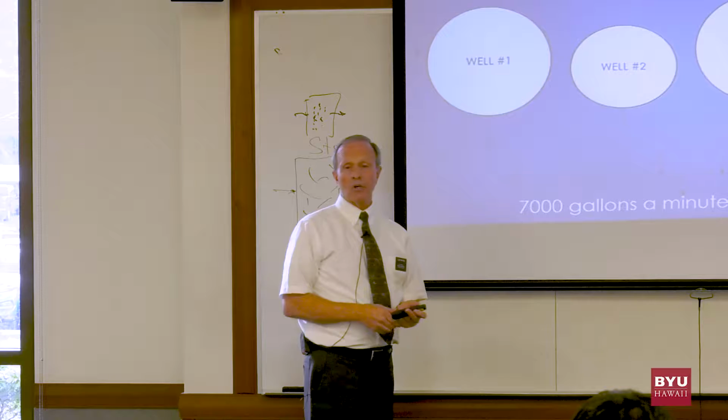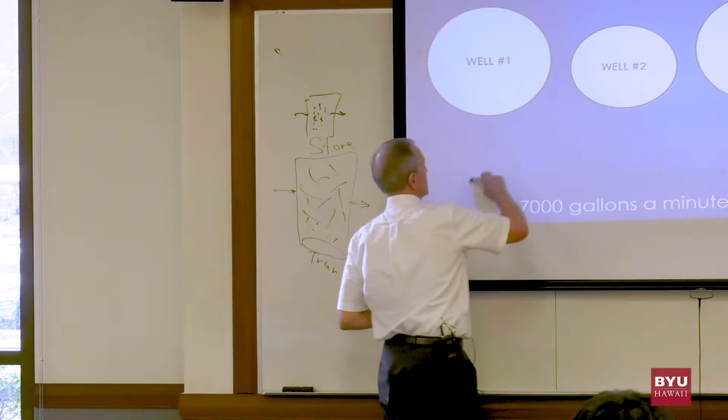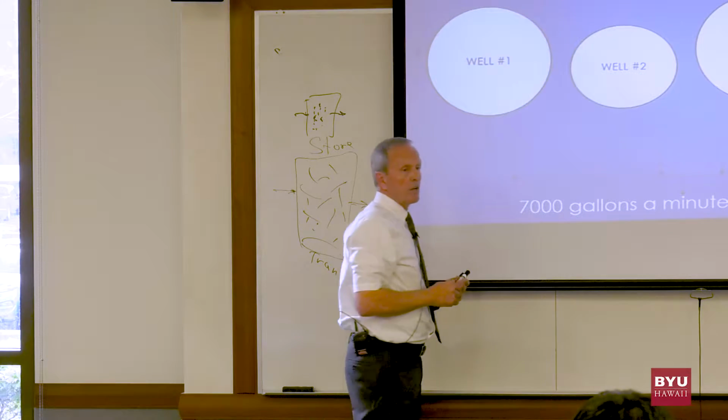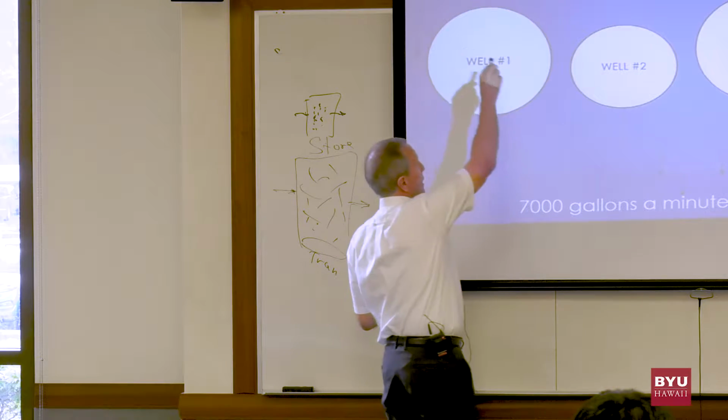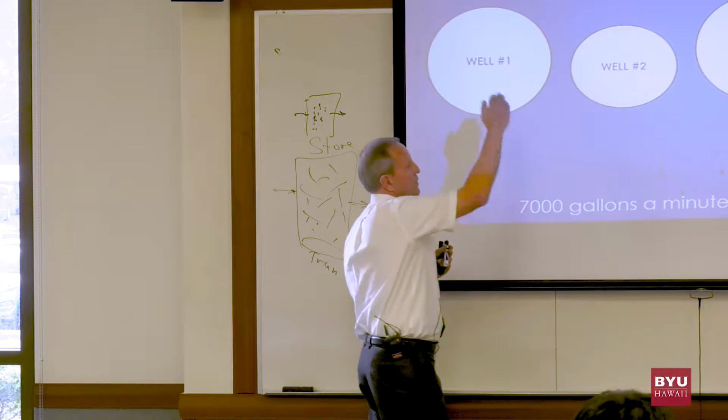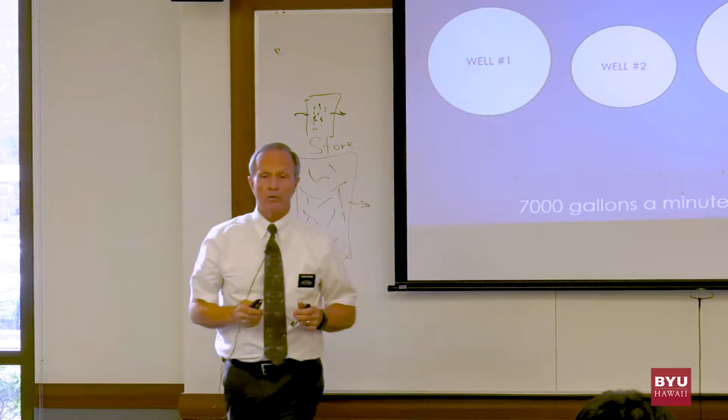And then also you need to know what the gradient is. Where's that water coming in from? Is it coming this way? Is it coming that way? Because you want to set those wells so that the gradient is up on top and that they're all receiving that water from the water flow. Okay?